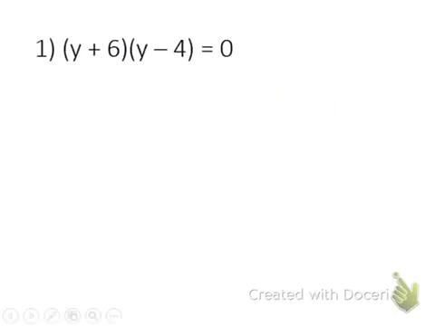So the first problem we're going to look at is number 1. And in reality, this problem is already factored for you. So all we really need to do is use the zero product property. We're going to take each of these quantities and we're going to set them equal to 0. And then we're going to solve them separately. So once we have each of the quantities set equal to 0, we're going to solve.